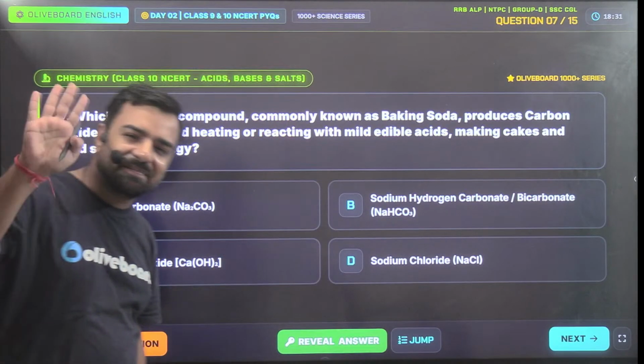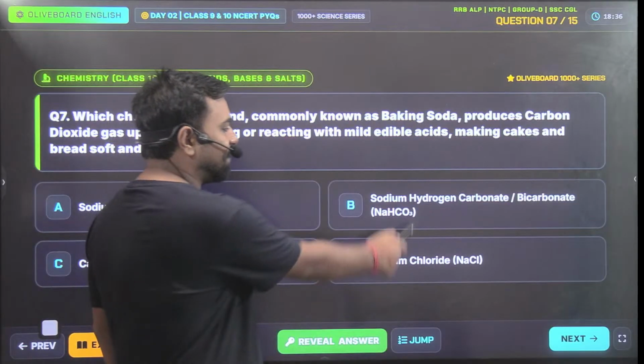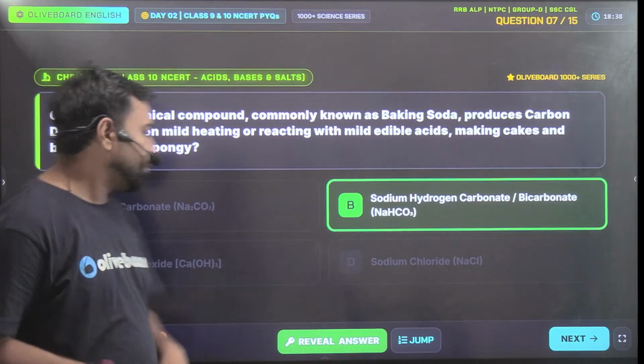So it's sodium bicarbonate. So where is it? Sodium bicarbonate is present here. That is sodium hydrogen carbonate. So we'll go with option number B. What about sodium carbonate?